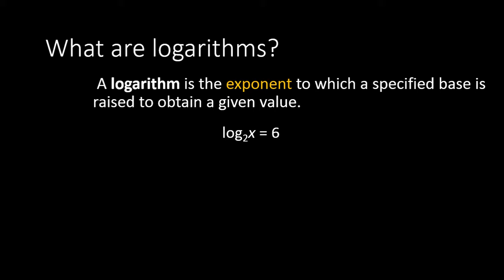What do I mean by that? So, a logarithm is an exponent. In this case, this logarithm ends up being 6. So 6 is an exponent to which a specific base, in this case 2, is raised to obtain a given value x. So 6 is the exponent that will raise 2 to get x.